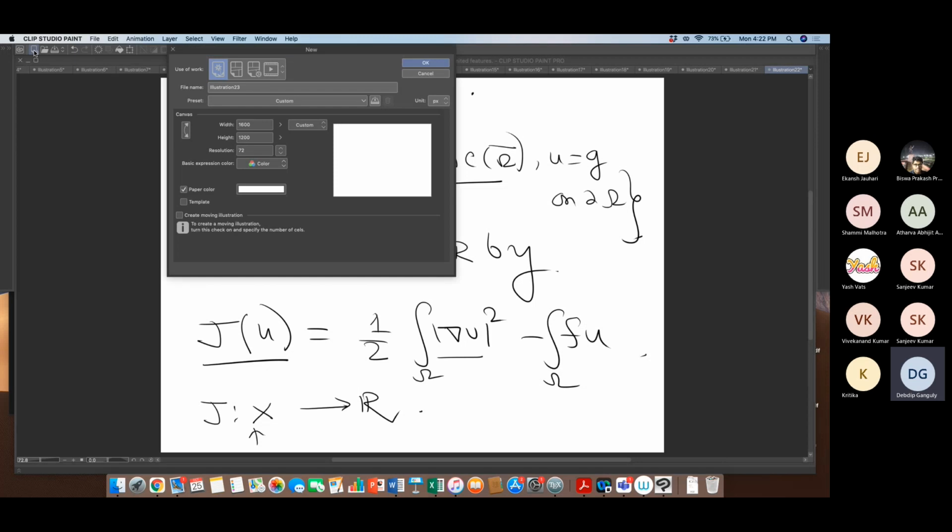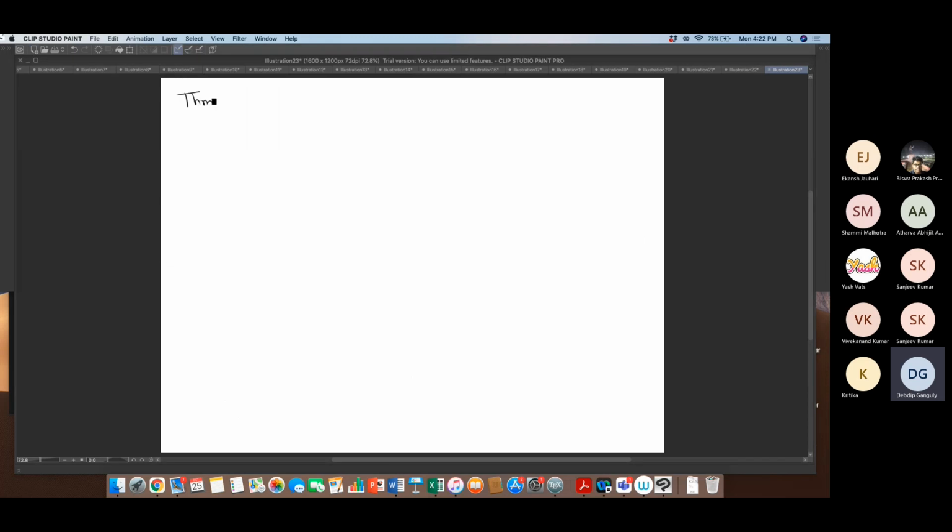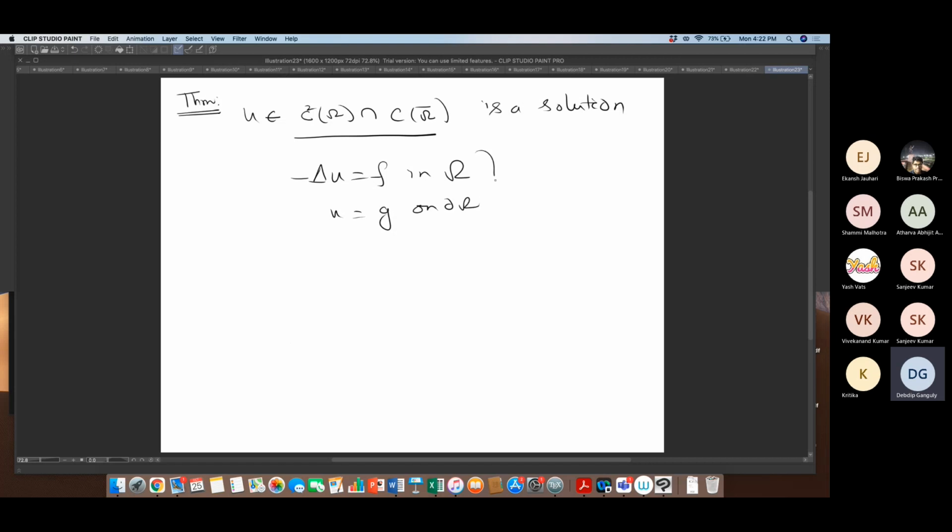So I define a function from X to R. Now what I state in this theorem is the following. We said that u is C2 omega. This is a very beautiful theorem. A function u is a solution of the equation minus Laplacian of u equals f in omega and u equals g on del omega if and only if, a very big statement, if and only if J of u is the minimum.